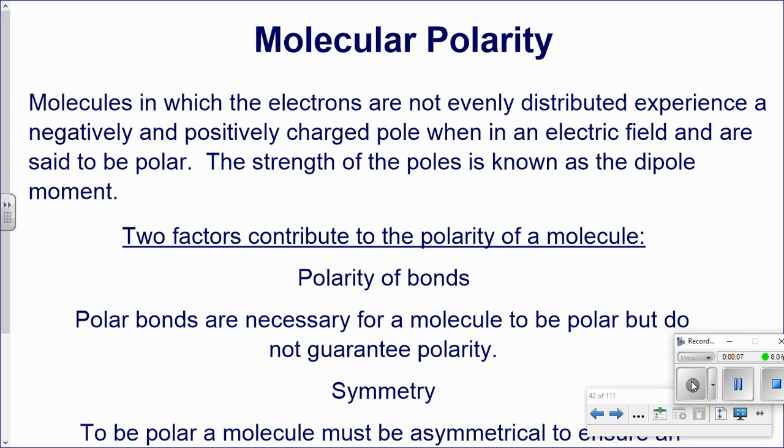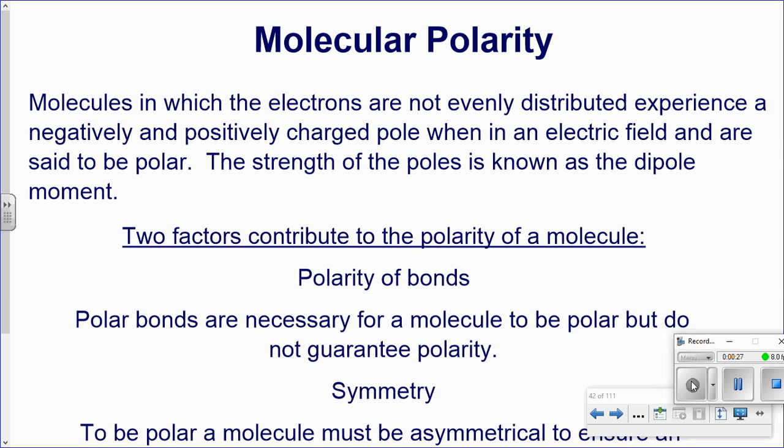Hello, everyone. I'd like to talk about molecular polarity. In other words, whether a molecule is polar or not. And the way we talk about polarity, or what we need to consider, is actually two big things. But polarity always comes from the distribution of electrons.